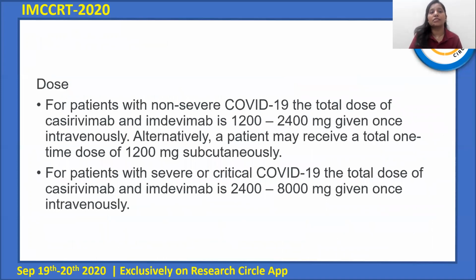So the dose of this for patients with non-severe COVID-19: the total dose of casirivimab and imdevimab is 1200 to 2400 mg given once intravenously. Alternatively, a patient may receive a total one-time dose of 1200 mg subcutaneously. For patients with severe or critical COVID-19, the total dose of casirivimab and imdevimab is 2400 to 8000 mg given once intravenously. So this is a very useful monoclonal antibody which is given during the pandemic situation.